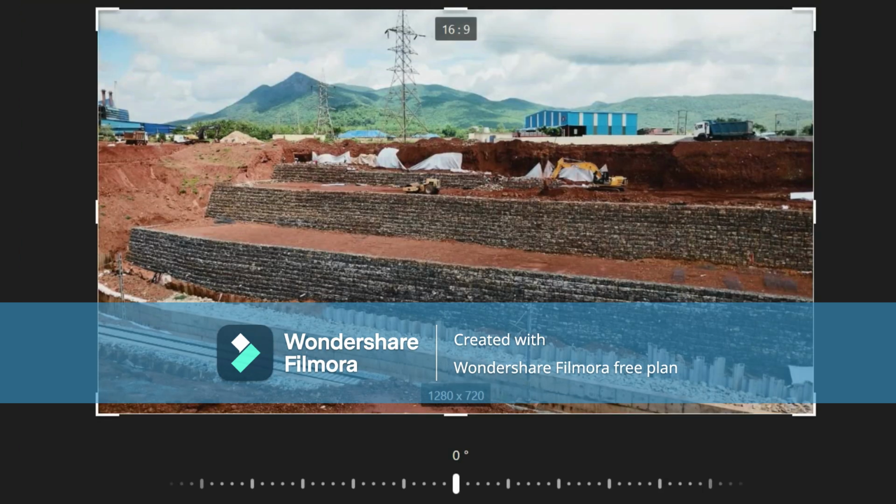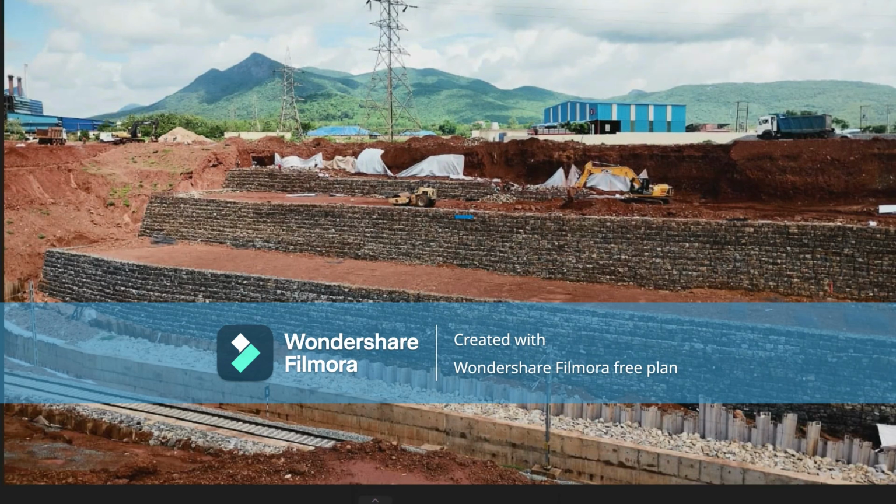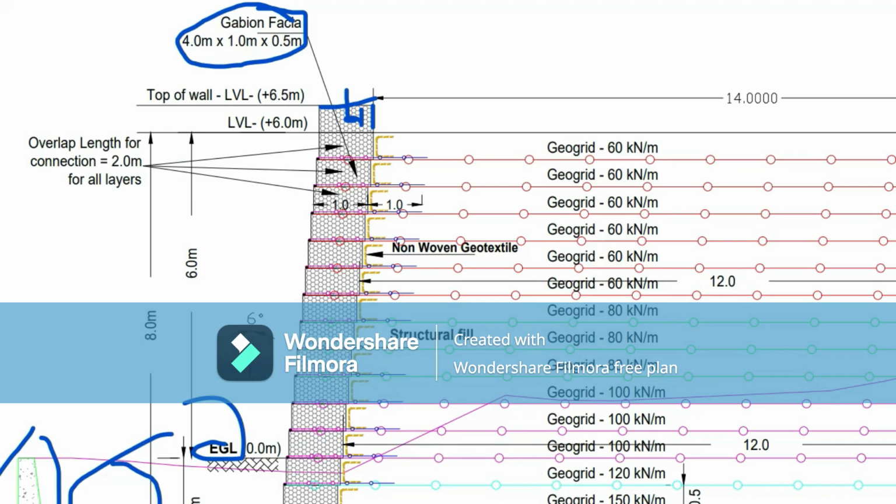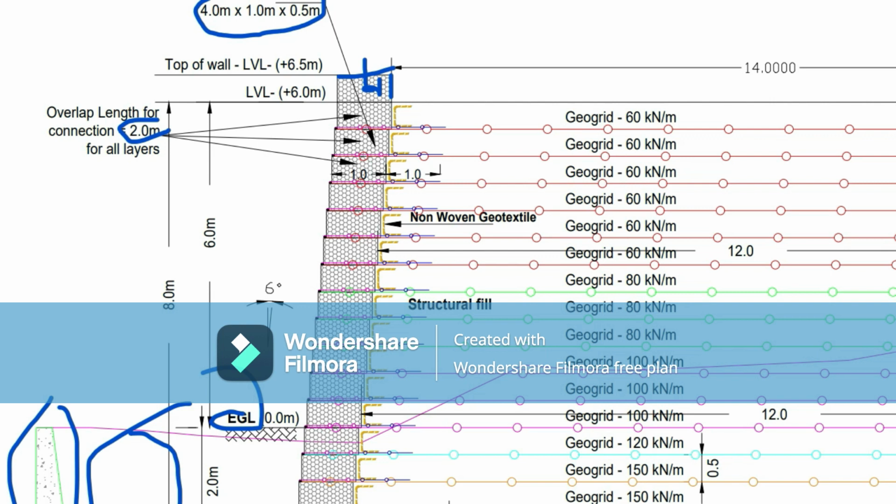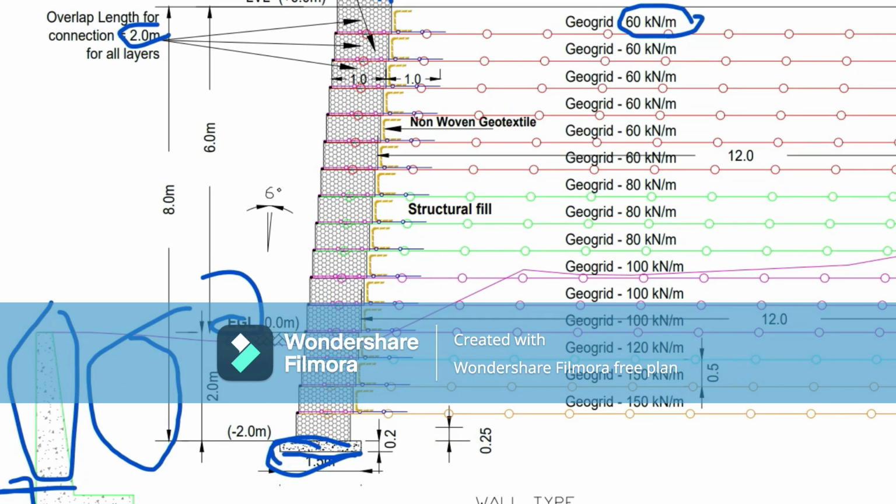Every box is 4 meters long, and each box overlaps the lower box by 0.2 meter only, with a 2 meter overlap against the box below. And this wall height is 6.5 meters, and geogrids of different tensile strength are shown with different colors in the drawing.